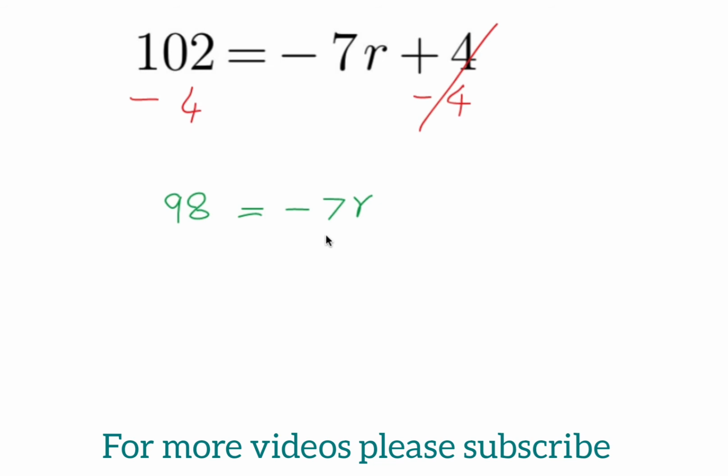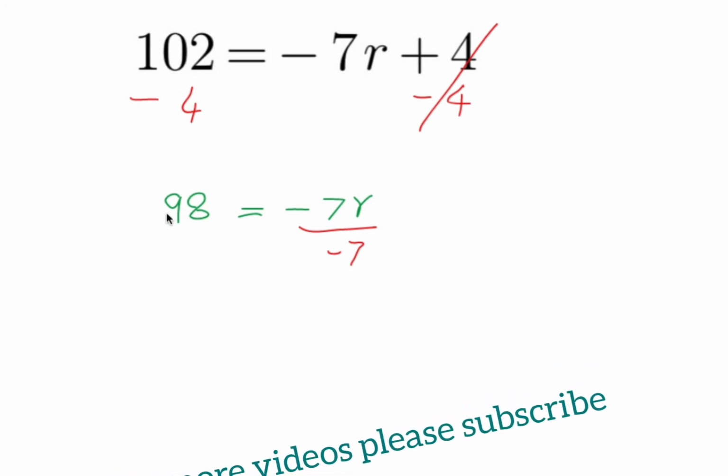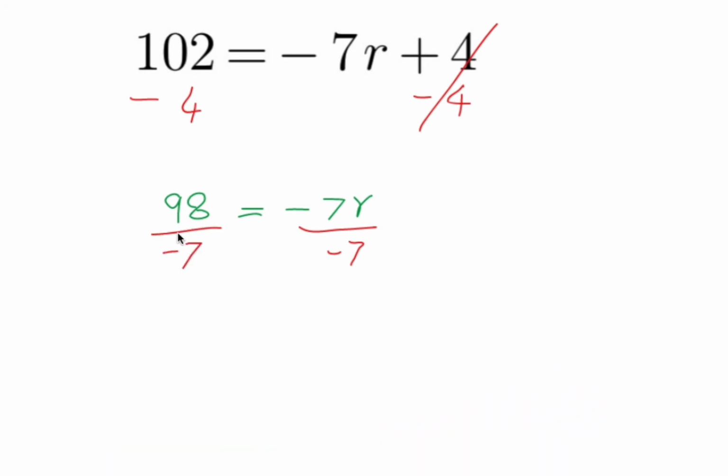So what is the opposite of multiply? Divide. And divide by what? Minus 7. Okay. And 98 divided by minus 7, the answer is in minus, and 98 divided by 7 is 14. Okay. So this is our answer.